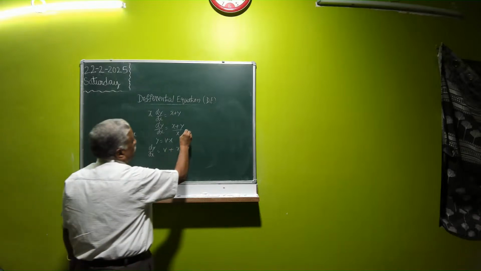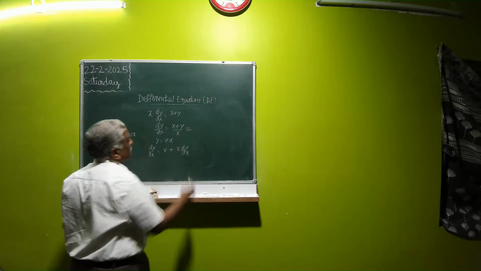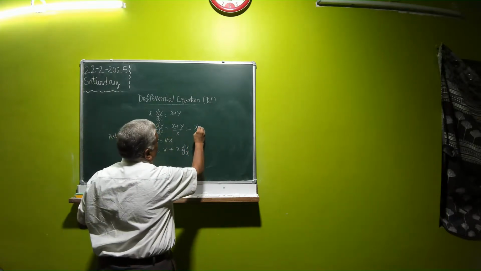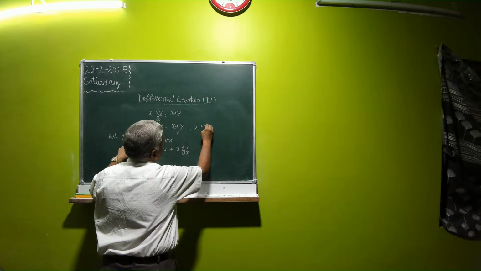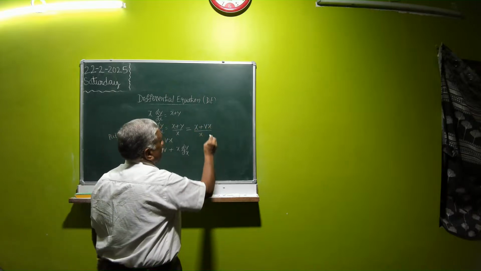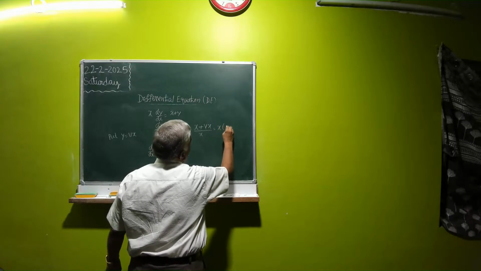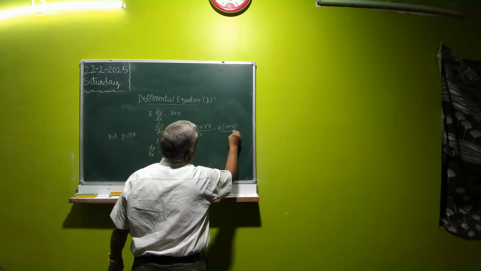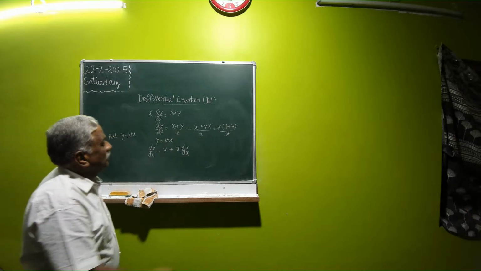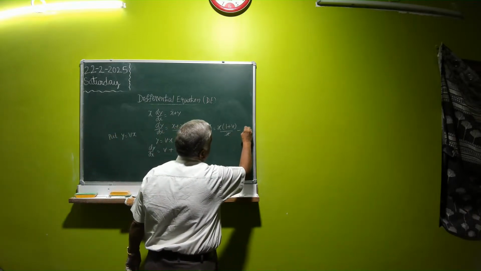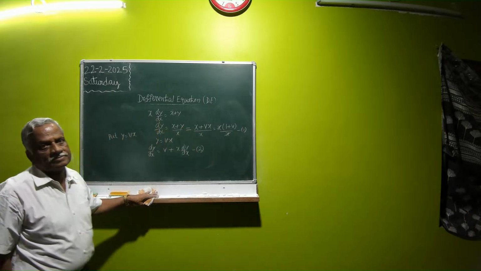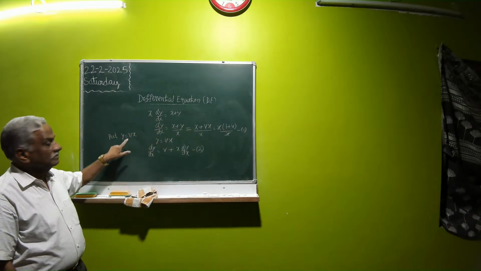Now you can simplify this. What is x? x is x only. What is y? y is vx. And the denominator is x. Now you can take x common, you get 1 plus v, x and x cancel. Now you can call this equation 1 and call this equation 2.